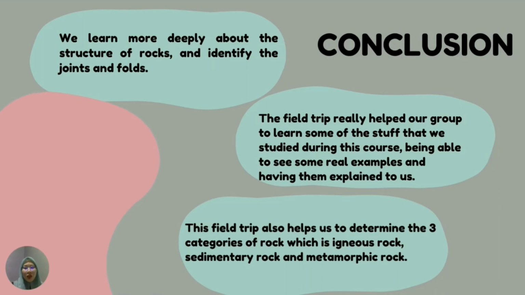The field trips really help our group to learn some of the stuff that we studied during this course, being able to see some real examples and having them explained to us. Other than that, this field trip also helped us to determine the three categories of rock, which are igneous rock, sedimentary rocks, and metamorphic rocks. Based on the data and observation that we made in Air Hitam, the types of rock that are found are igneous rock and sedimentary rock.